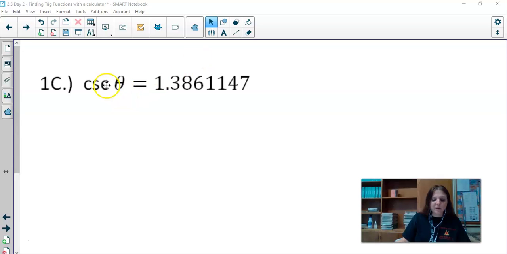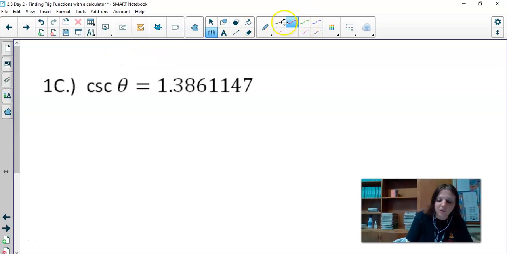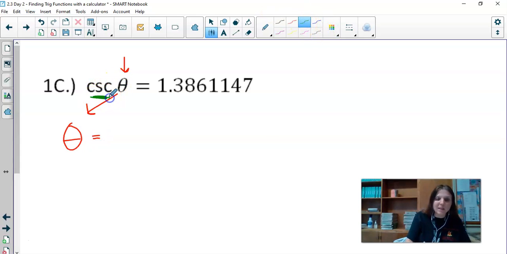So this next one is not going to be a direct calculation because we don't have a cosecant button. We're still trying to find the angle though, so we're still looking for the missing angle, and we're still given the same information, the trig function value. So I'm going to write out what I'm looking for. I'm trying to find this angle. This time though, I have a problem because cosecant is not something that I can type into the calculator.